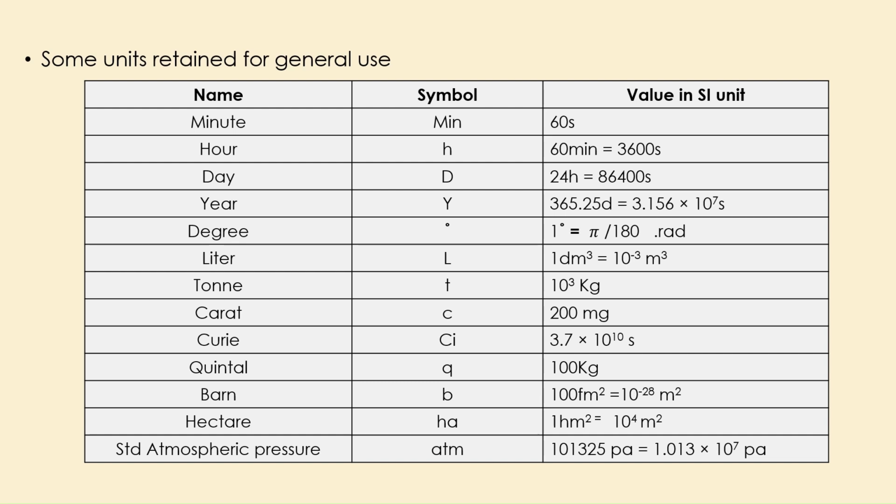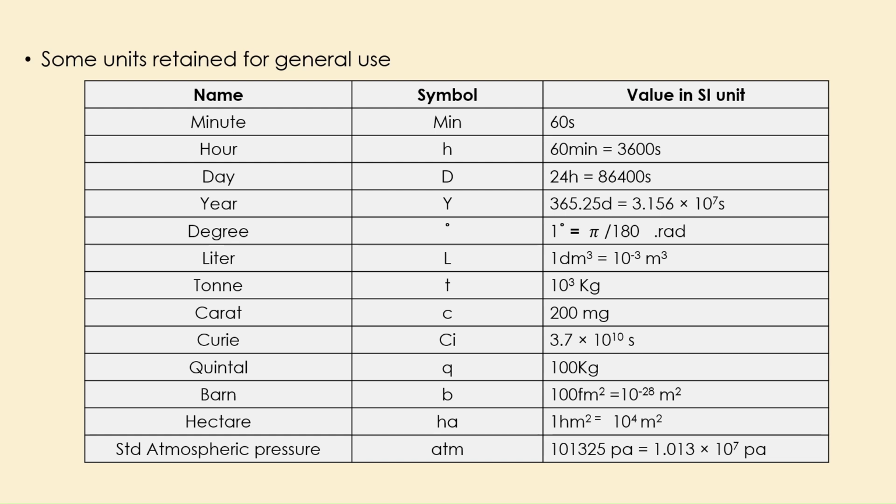Degree. 1 degree is equal to pi by 180 radian. Liter, L, is equal to 1 dm cube, equal to 10 to the power minus 3 meter cube. Ton, t, is equal to 10 to the power 3 kg. Carat, c, is equal to 200 milligrams. Curie, Ci, is equal to 3.7 into 10 to the power 10 seconds. Quintal, q, is equal to 100 kilograms.